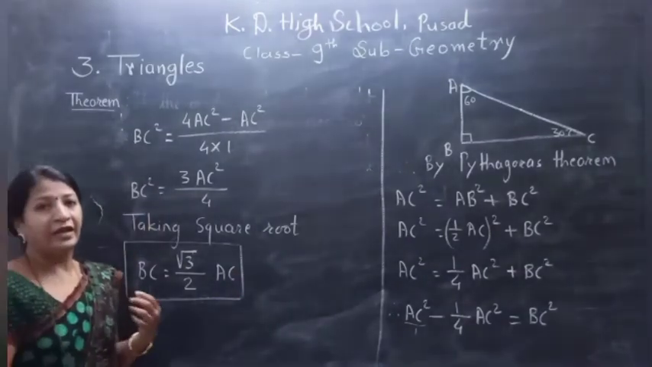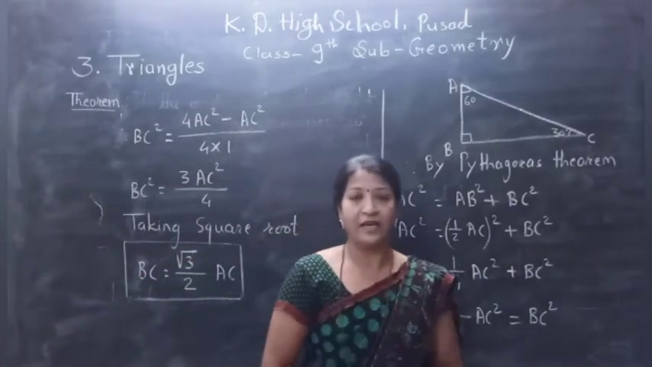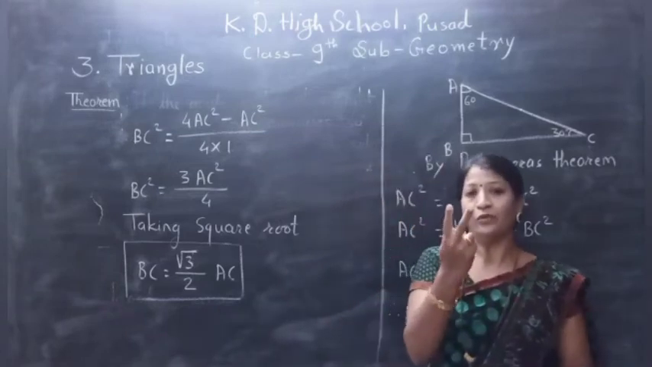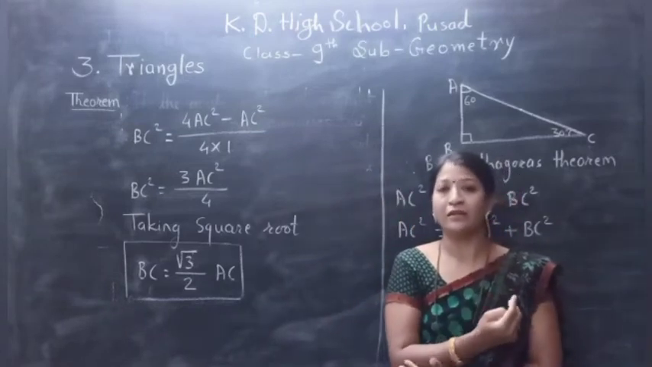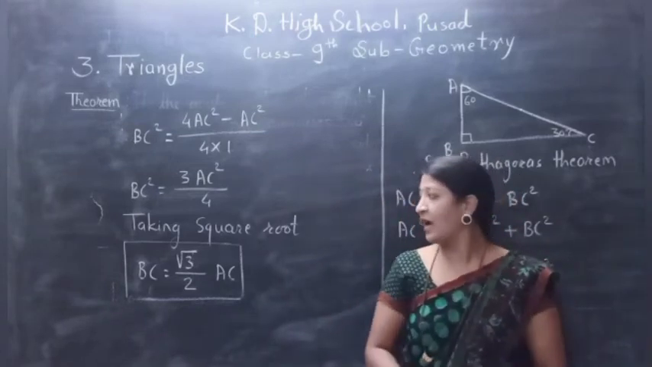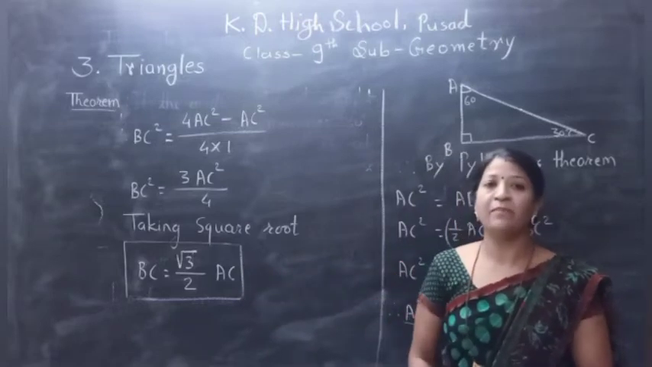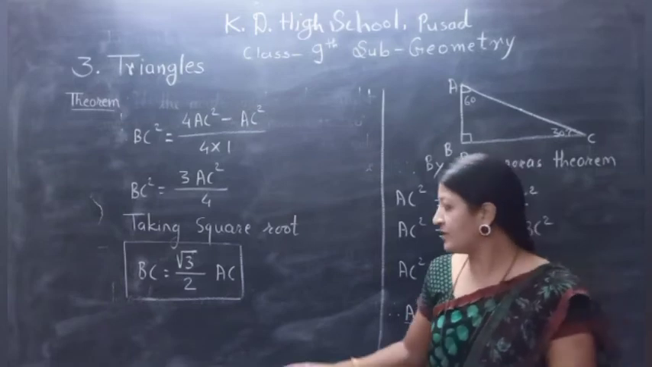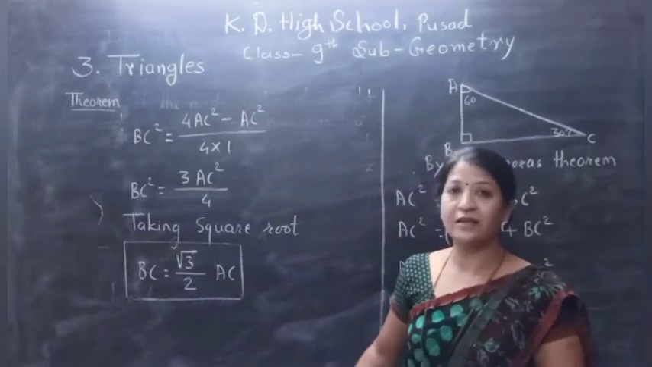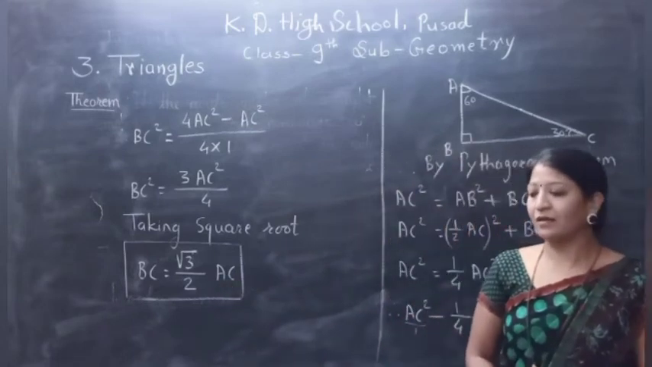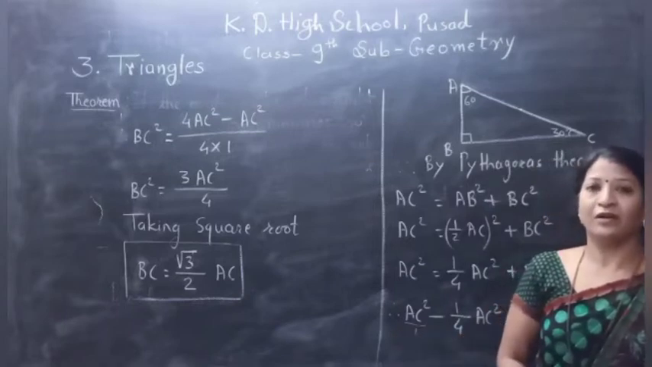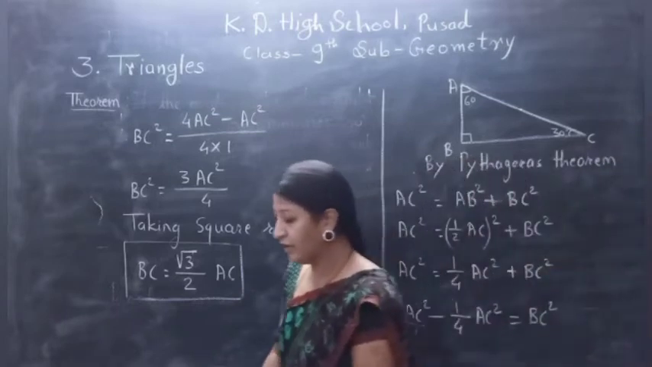Now in case of the 30, 60, 90 triangle theorem, we proved two statements. The side opposite to angle 30 is half of the hypotenuse, and the side opposite to angle 60 is root 3 by 2 times the hypotenuse. You can write hypotenuse instead of AC. This is the property which we continue here.